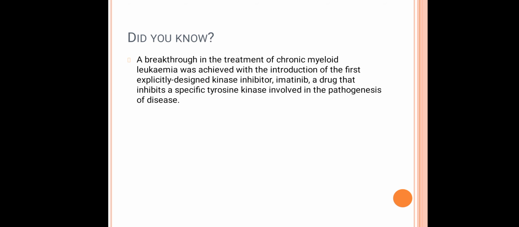Did you know that the first kinase inhibitor was imatinib, which was used for chronic myeloid leukemia, and it is considered the breakthrough drug for the treatment of this disease. So you have to remember that the first kinase inhibitor was imatinib.